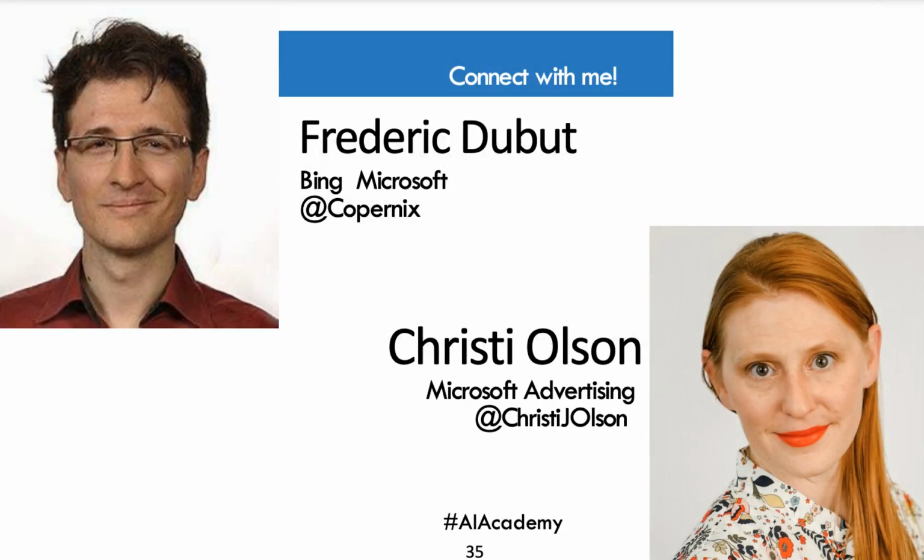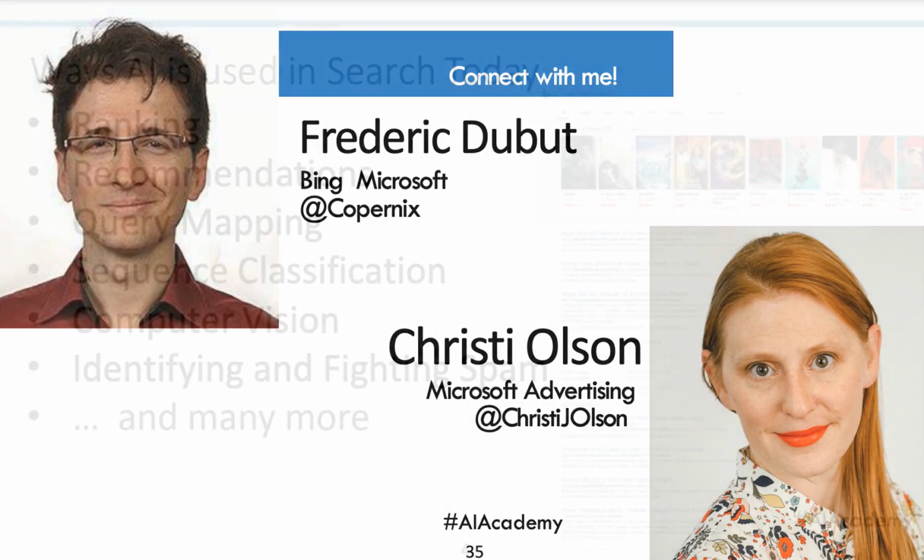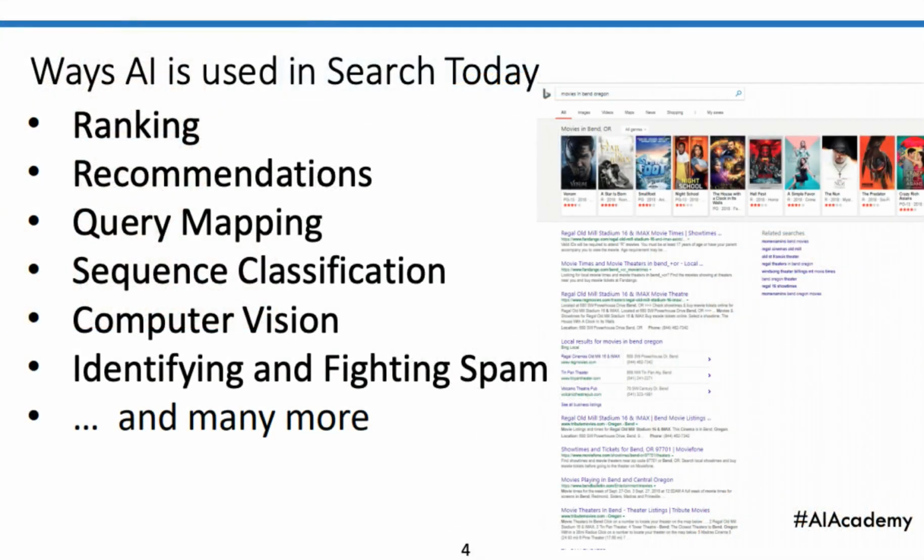This is Frederic Dubut. He is the senior PM lead for the core algorithm, and he used to be in the spam team. If we think about how AI is used in search today, it's used in quite a few different ways. Everything from ranking, how do we determine which content to display and in what order? The recommendations and the related searches that we show off to the side. How do we map the query to the actual keywords and content on a page? Sequence classification, computer vision, and identifying fighting spam, and so much more.